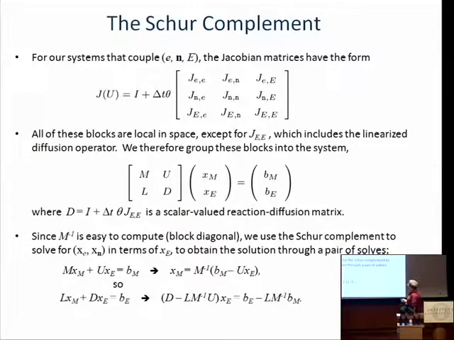For our system, gas energy, species densities, and E, the Jacobian of the matrix has this structure. So here are the partials of gas energy with respect to itself, with respect to species concentration. So it looks like this, and the only elements of this that have spatial coupling is the diffusion equation. That's JEE. So that can be written into this form, where D is this diffusion submatrix.